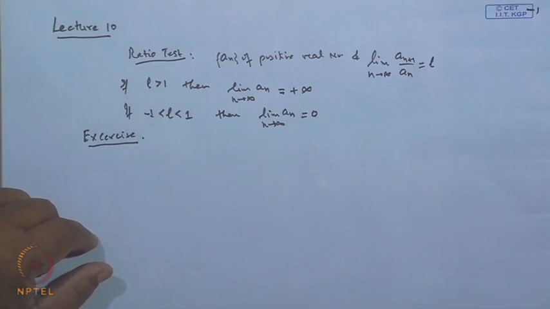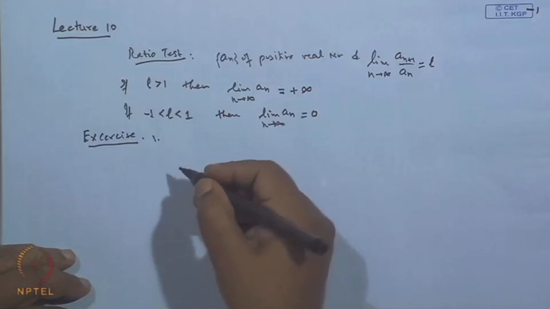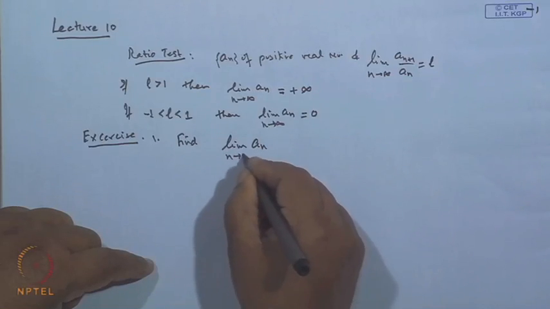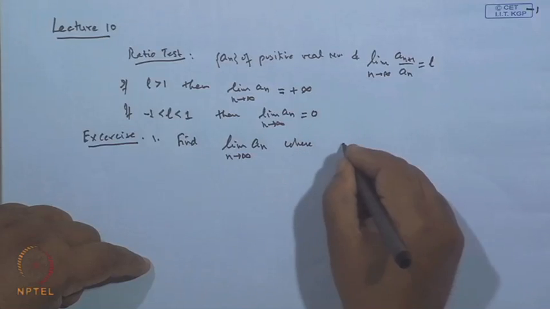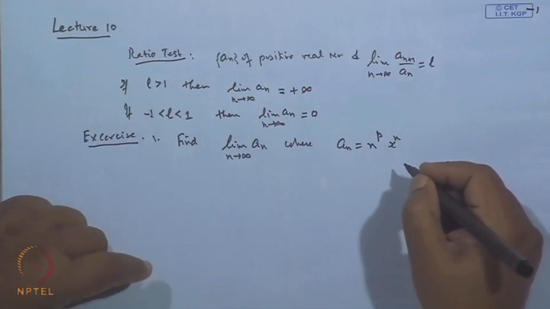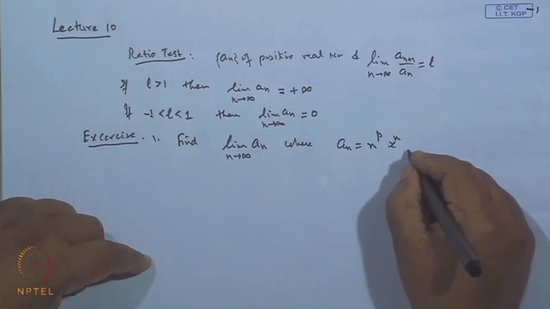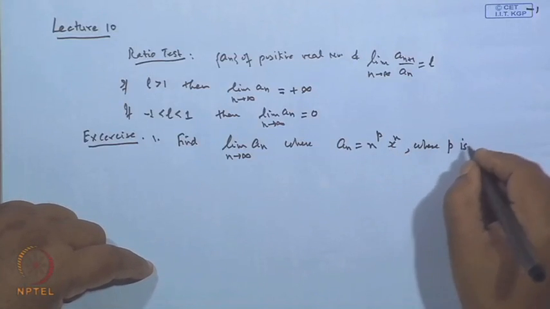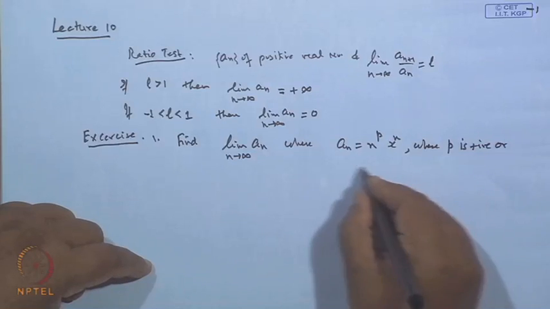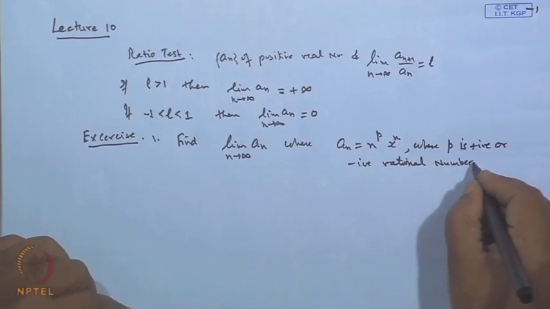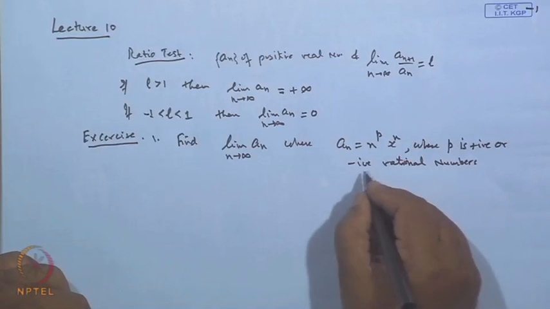Suppose it is given that we have the sequence; find the limit of a n as n tends to infinity, where a n is of the form n to the power p times x to the power n, where p is a positive or negative rational number, and x is a real quantity.